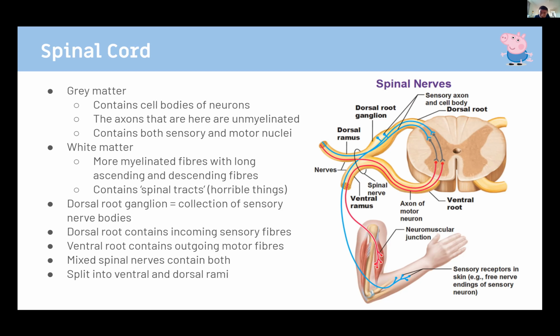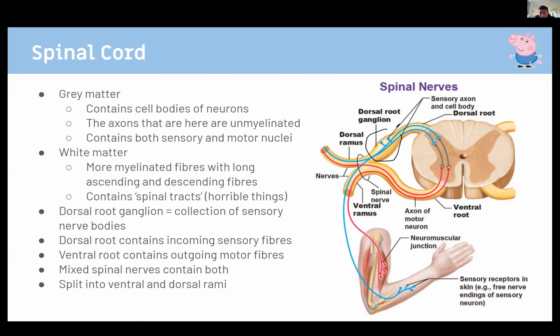But first of all, we'll talk a little bit about the dorsal root ganglion and all of that. The dorsal root ganglion is this kind of bulbous thing here. This little bulbous thing contains all of the sensory nerve bodies. All of your sensory nerves that come from the periphery of your body, you can find the nerve bodies here. And the dorsal root is basically where you'll find your incoming sensory fibers.